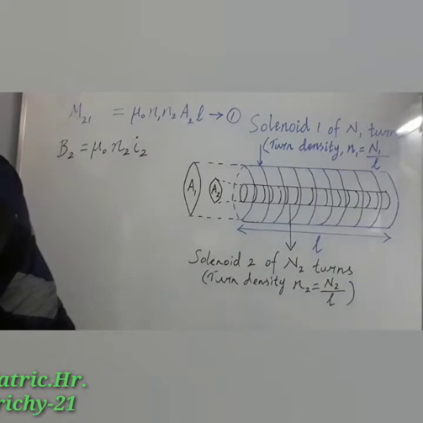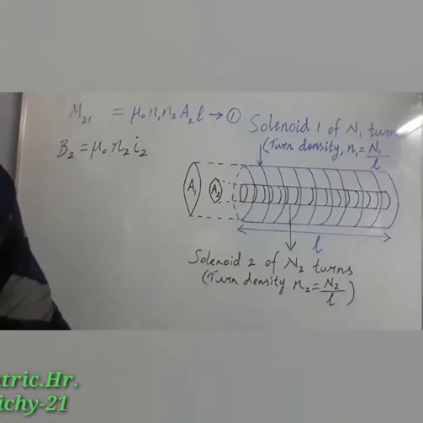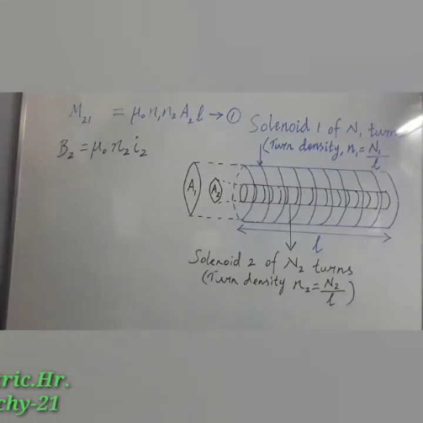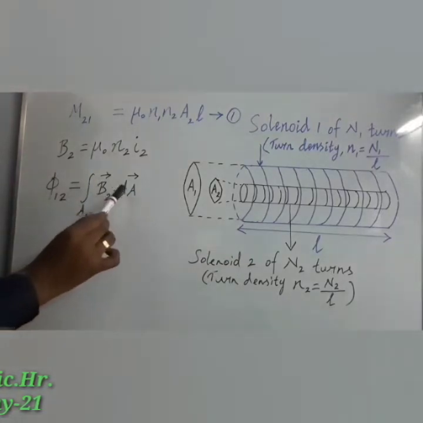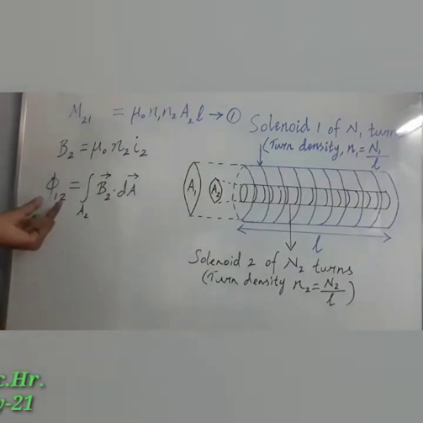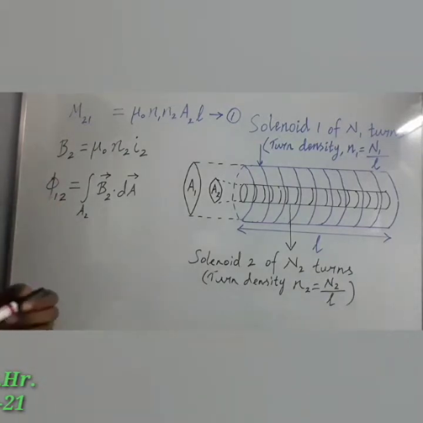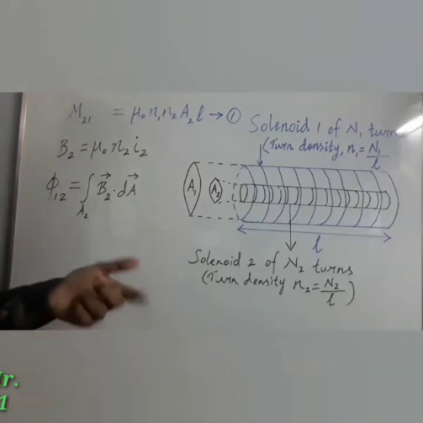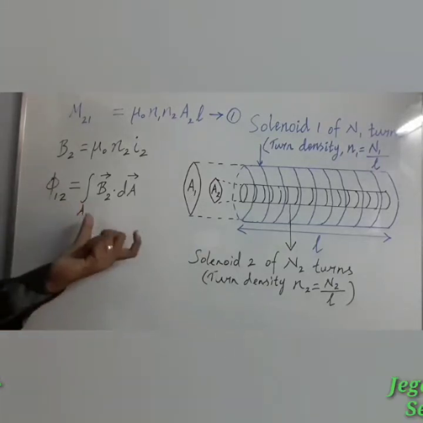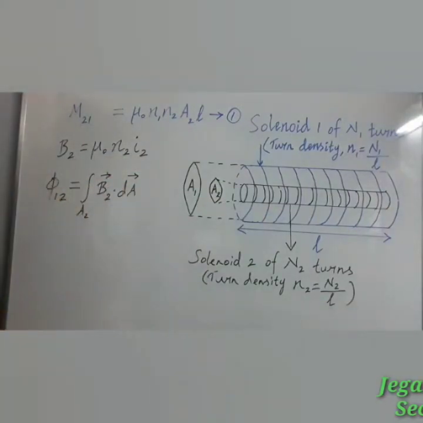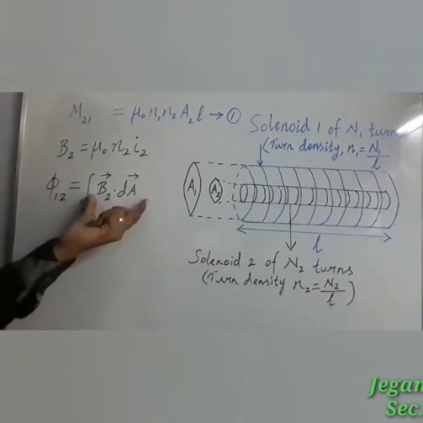Then the magnetic flux phi 12 can be written as the integral of B2 dot dA. Here I have written phi 12, which means the magnetic flux produced in the first solenoid due to the current passes through the second solenoid. Here what is the effective area? A2 has to be taken here.